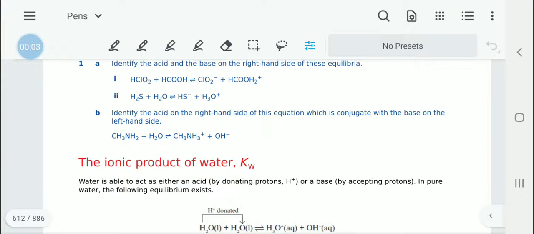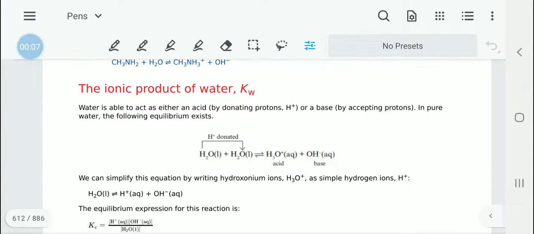Chemistry chapter 21 theory video 2. We are going to discuss the ionic product of water. Ionic product of water is actually the explanation of water, where we say that water can act as an acid as well as a base.